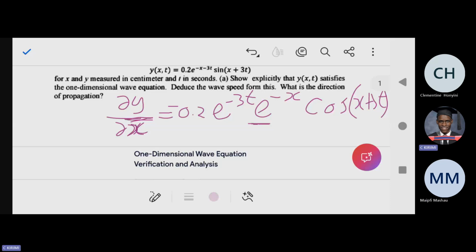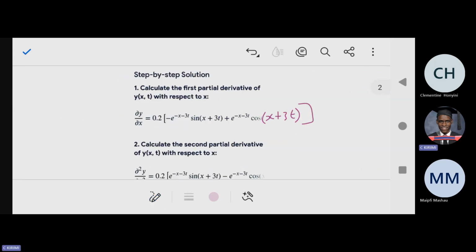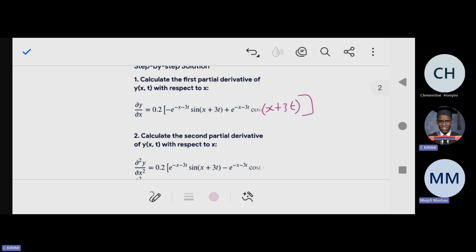We have two variables, e and sine. There are two variables, e and sine, so it's a product rule. You differentiate the first one, you keep the other one constant. Plus, you differentiate the second one, you keep the other one constant. That's what is also happening here. For example, 0.2 is a constant. We kept it outside.